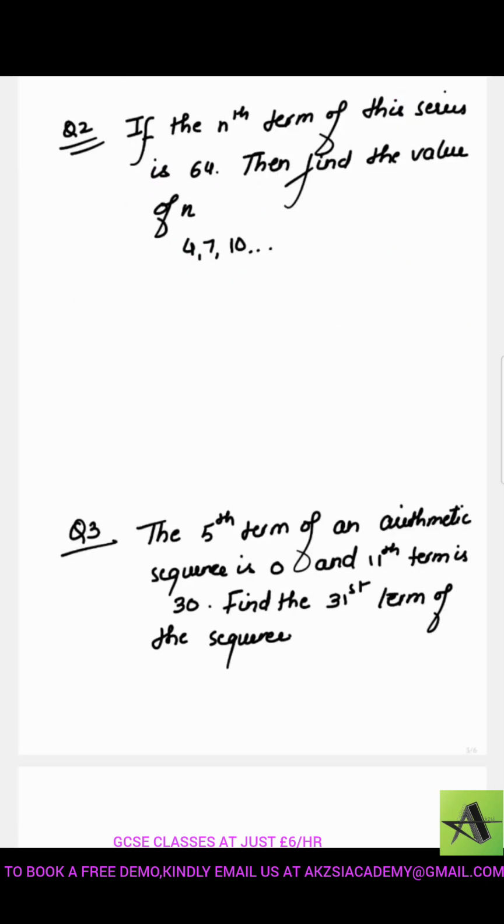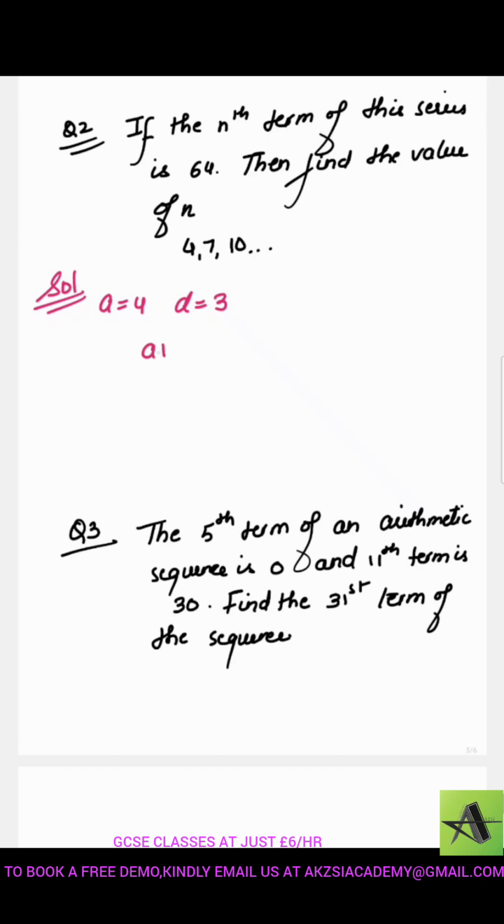Question 2 says, if the nth term of the series is 64, then find the value of n, and which series? 4, 7, 10. So first of all, let me write a is 4 here. The common difference that you can see is 3. 7 minus 4, 3. 10 minus 7, 3. That means we are constantly adding 3 to get the next term. So d is 3. Now, it says the nth term of the series is 64.